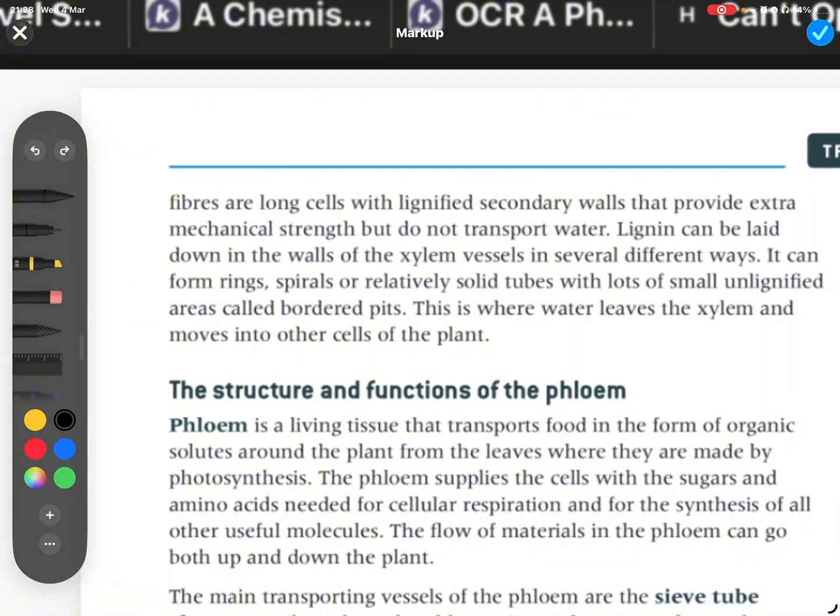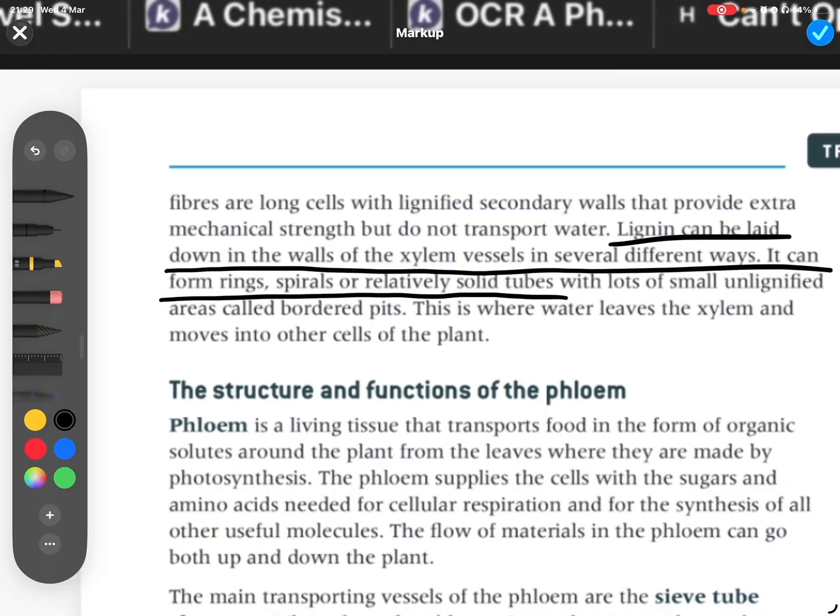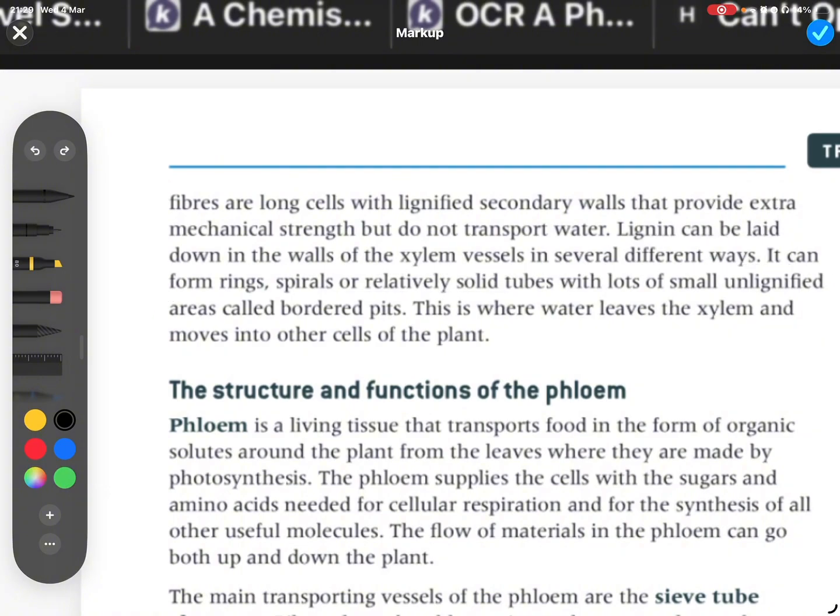Now, we're talking about lignin. I said briefly what it is before, because it doesn't tell you here. It just says lignin can be laid down in the walls of the xylem in several different ways. It can form rings, spirals, and relatively solid tubes. Lignin makes it a bit tough and waterproof. If you have the xylem with all this lignin down the side, then the water will just go up. It doesn't bother going through the wall. It's waterproof. It's hydrophobic.